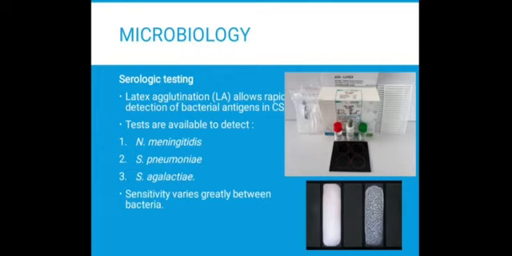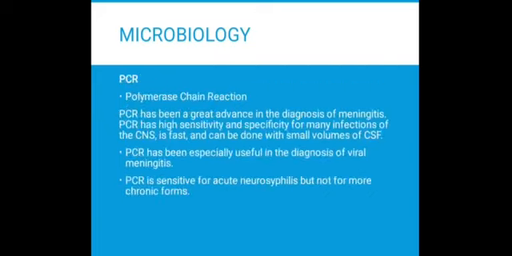Serological testing. We use a suspension of latex beads binding to antibody on a slide. Then put a drop of CSF. If there is any agglutination, this indicates bacterial antigen in our CSF sample. Here the negative reaction and here the positive reaction. There is agglutination between antigen and antibody. Tests are available to detect Neisseria meningitidis, Streptococcus pneumoniae, and Streptococcus agalactiae, but sensitivity varies greatly between bacteria.